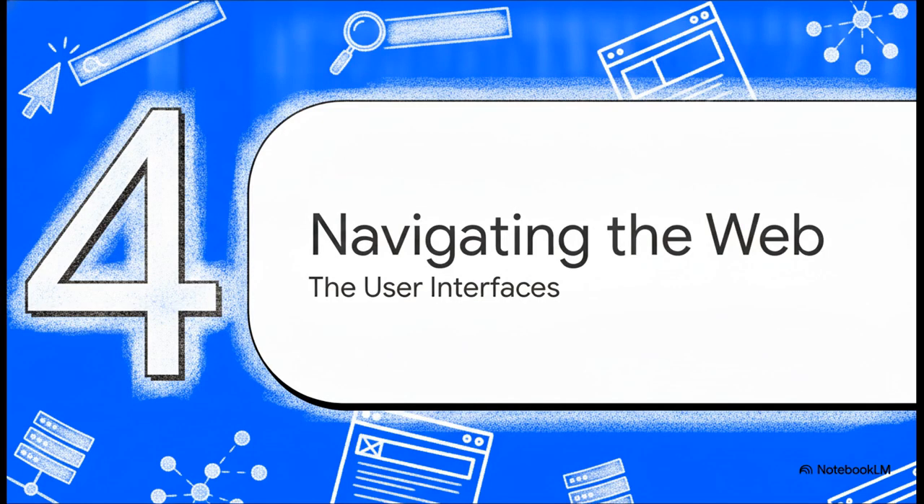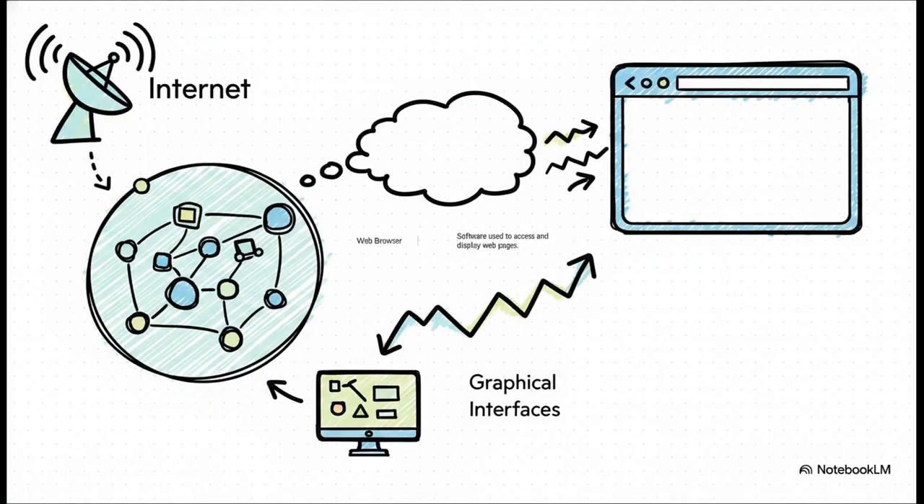All right, Section 4, Navigating the Web. Looking at the user interfaces. Here is an absolutely crucial architectural point. The internet and the web? Not the exact same thing. The web is accessed through a web browser, which is the software used to access and display web pages. Its primary purpose is to take the raw code being sent over the network and render it into those nice, graphical interfaces you actually interact with.